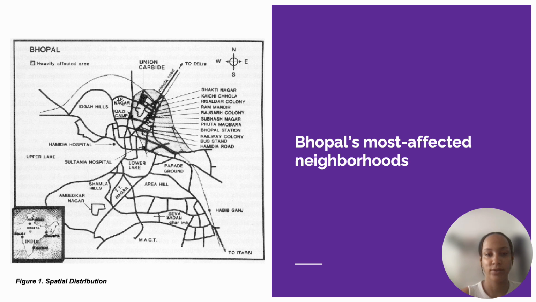So this is Bhopal's map, and it highlights the worst affected neighborhoods. It clearly indicates that communities closest to the Union Carbide plant bore the brunt of the toxic exposure, and this legacy still persists today.